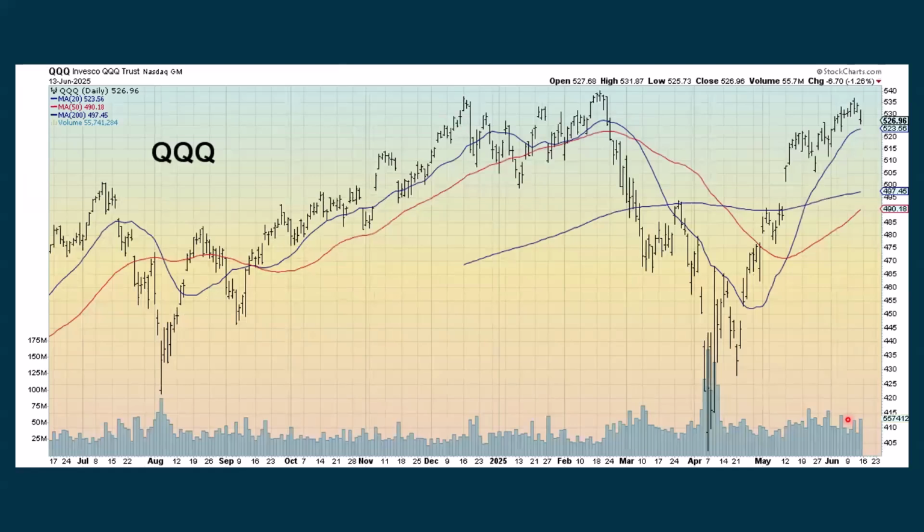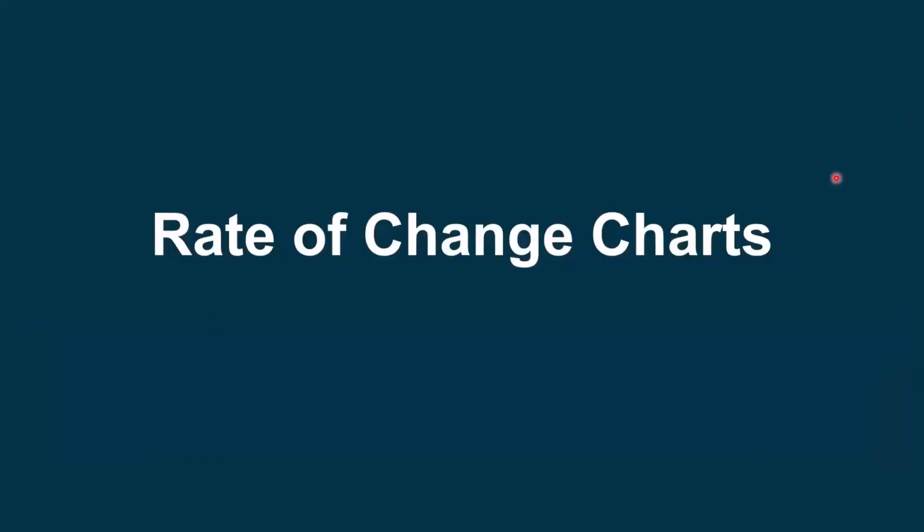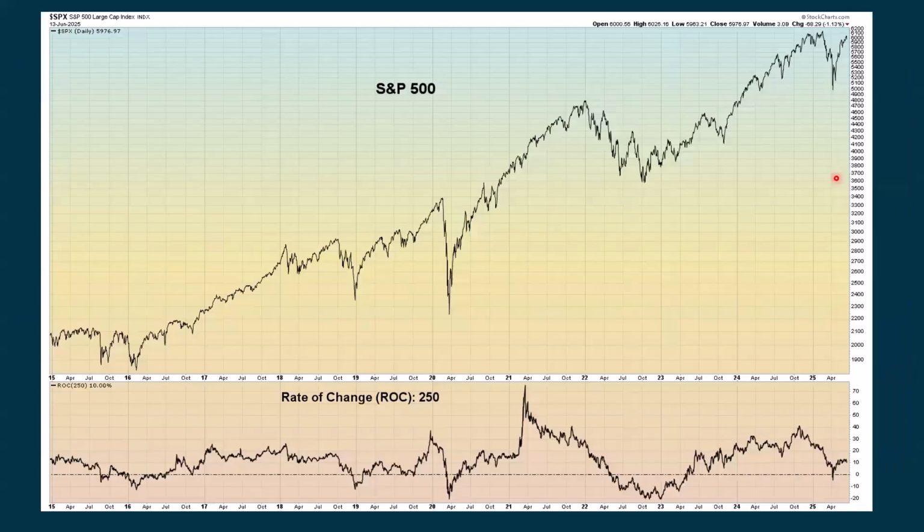We keep an eye on the QQQs, which is the ETF for the NASDAQ 100. Even with the decline on Friday, we're still above the 20-period moving average. So everything is still showing some improvements here. Then some rate of change charts. I use these for information. This is Friday's close, and then we go back 250 periods. It's long term. We're just kind of chopping along sideways recently.